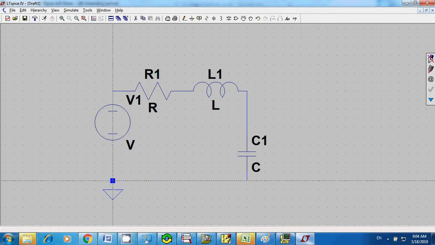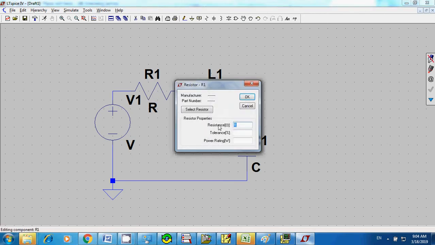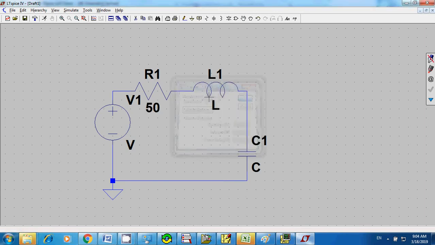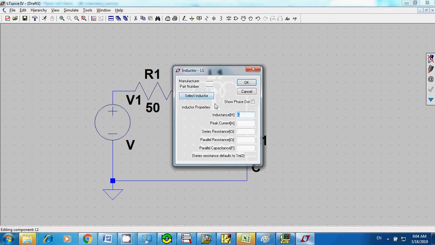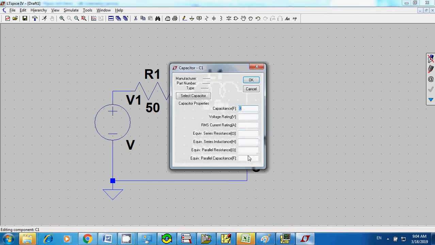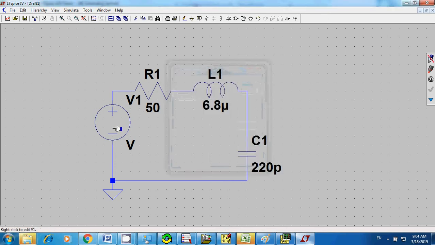Let's finish this up. Okay, next step is you need to change the value of your resistor. This one I'll put as 50 ohms. And for the inductance, right click and change the value to 6.8 microhenry. Click OK. And also C1, I need 220 picofarad, so you put 220p.